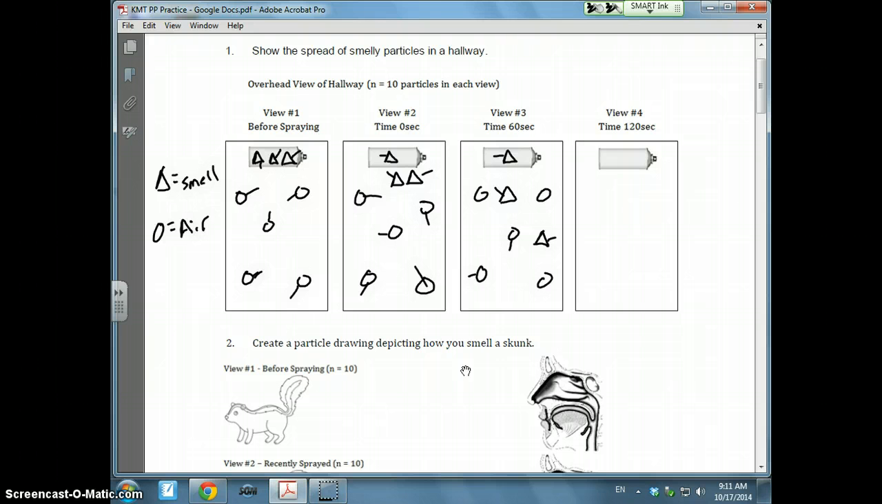Okay, if you wanted to show some of these bouncing off the walls, you could. But this isn't really about pressure. This is about just the spread of the smell. Again, there's maybe still one in there. And then now maybe the triangles, the smell has spread all the way there. Okay, that keeps it nice and easy and still follows all of our rules.